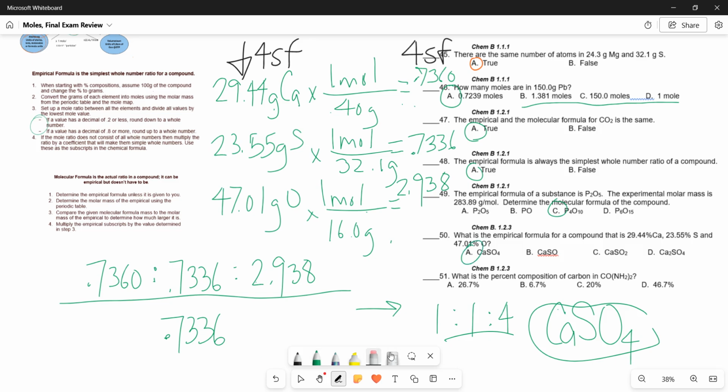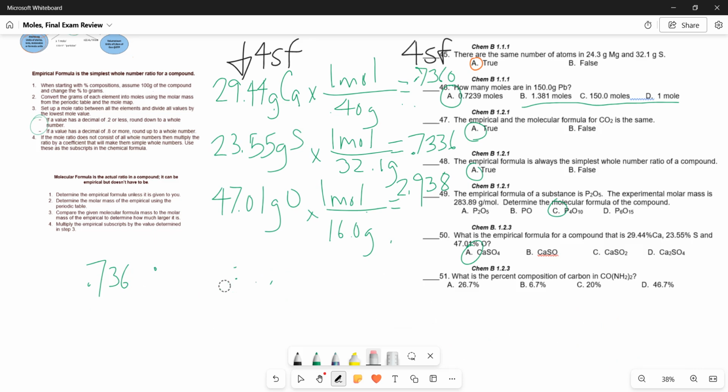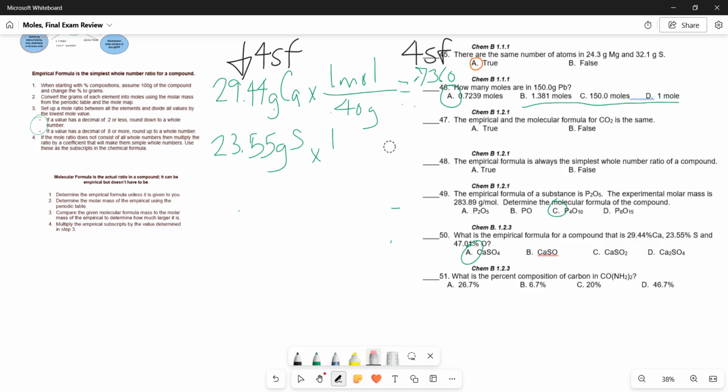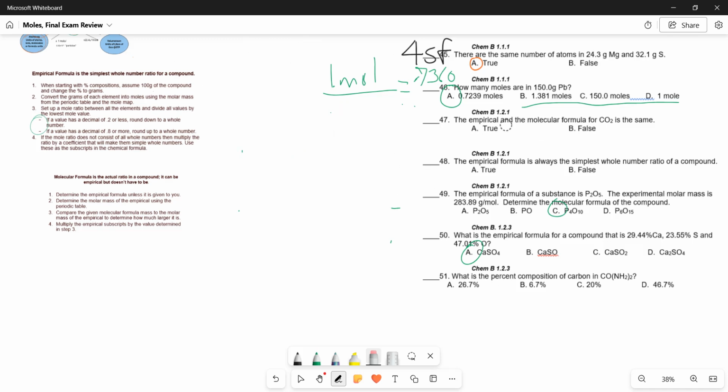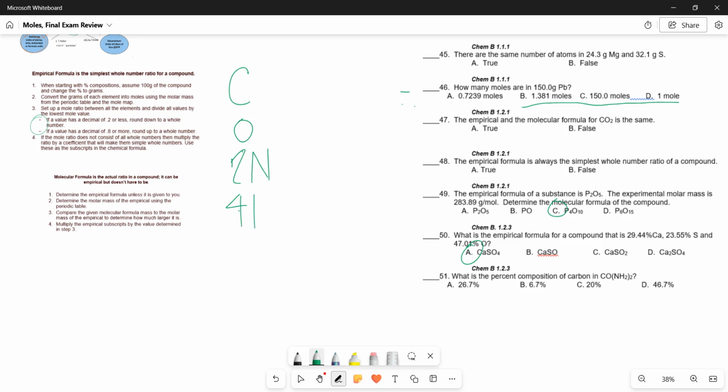The last question that we're going to go over is 51. Let me clear my screen because I need some working space here. It says, wow, I got a lot going on here. Erasing answers as I go, sorry. Okay, it says, what is the percent composition of carbon in CONH2 taken twice? So I need to know what the total weight is here. So I have 1 carbon, 1 oxygen. I actually have 2 nitrogens, and I have 4 hydrogens.